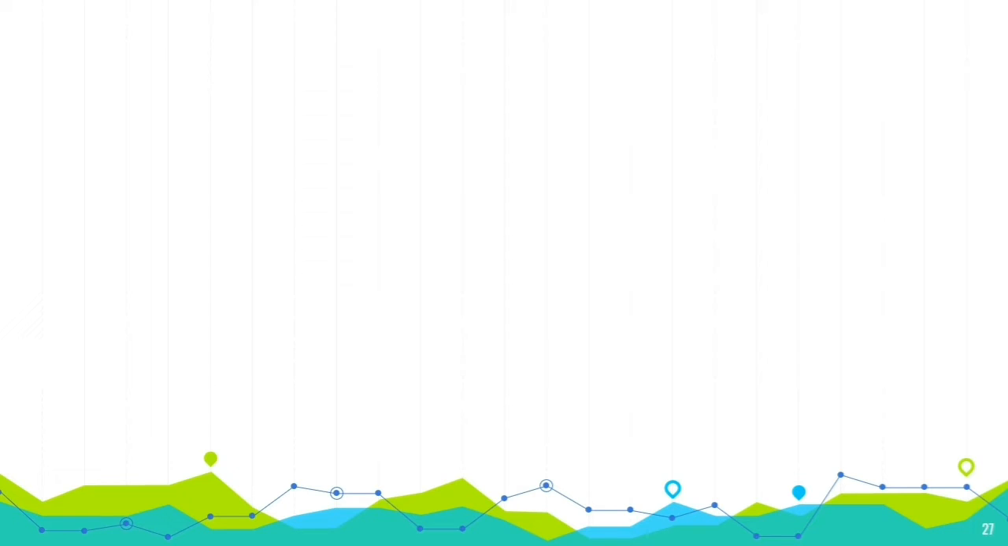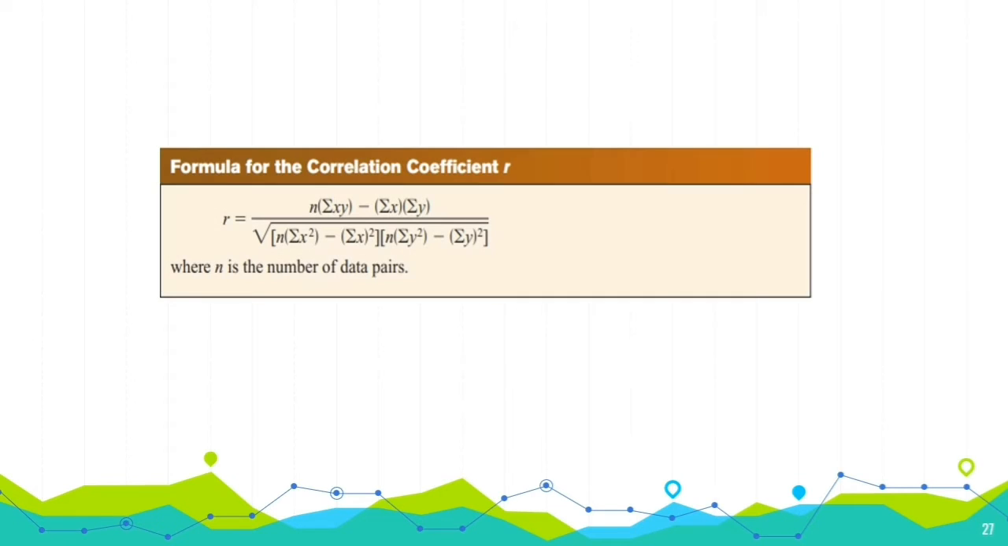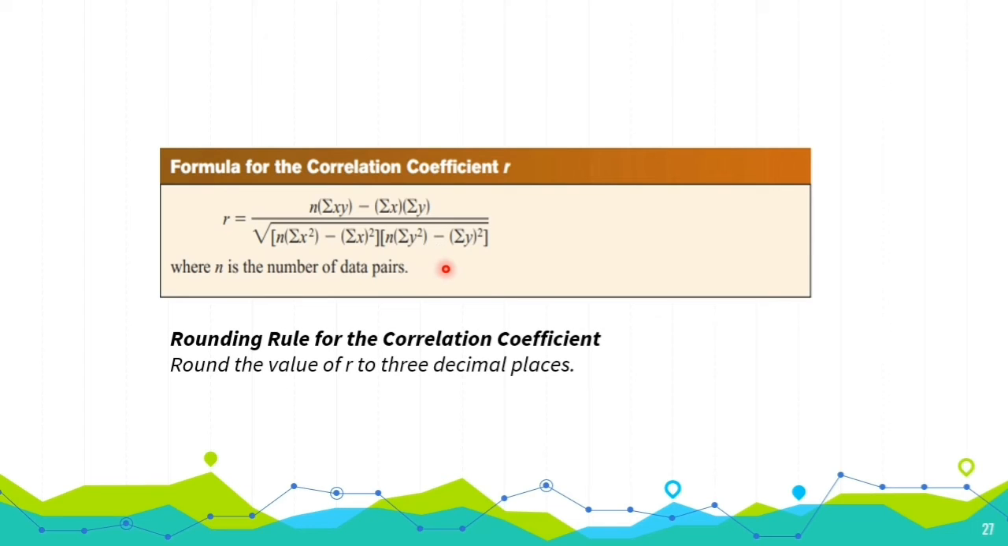There are several ways to compute the value of the correlation coefficient. One method is to use this formula for the correlation coefficient r, where n is the number of data pairs. Take note of this rounding rule for the correlation coefficient: round the value of r to 3 decimal places. The formula looks somewhat complicated, but using a table to compute the values, as shown in the following example that I will discuss, makes it somewhat easier to determine the value of r.